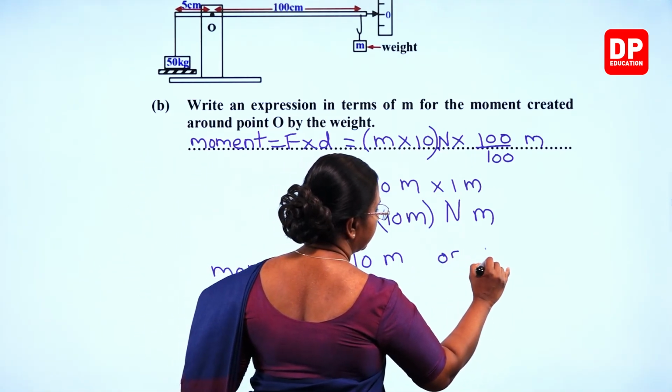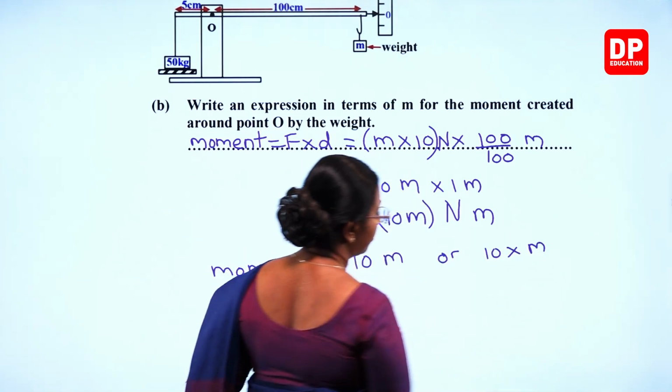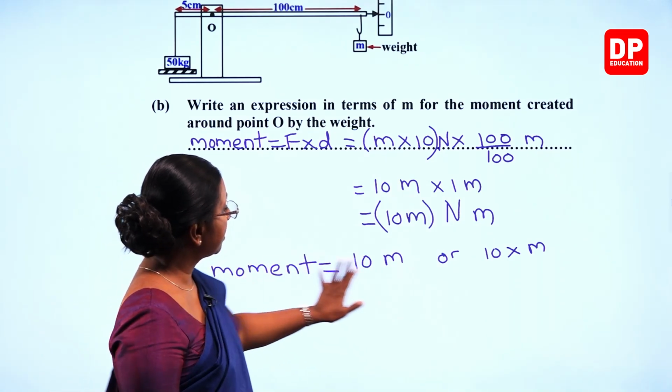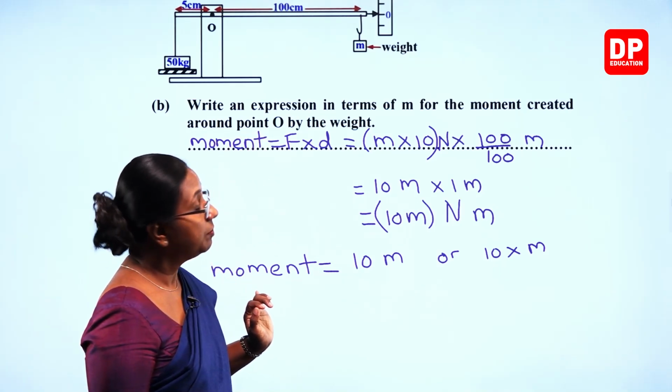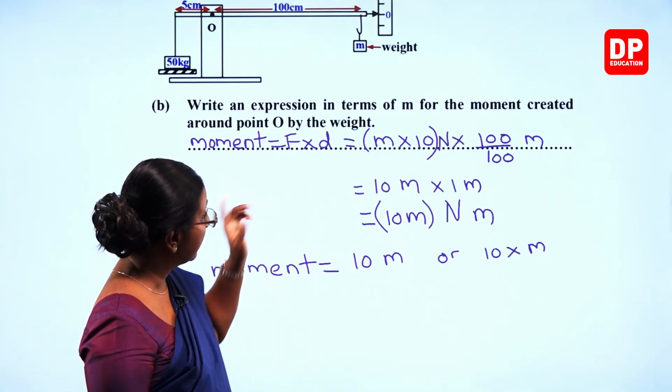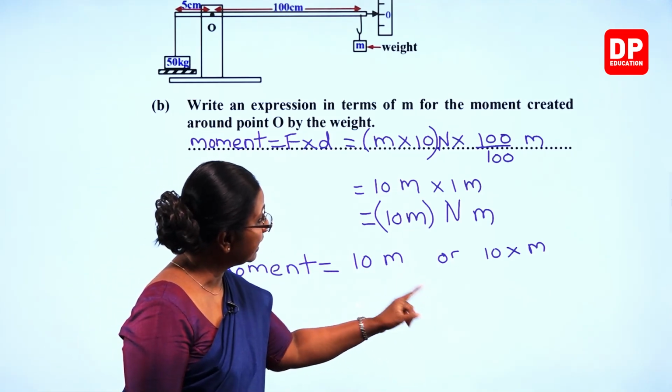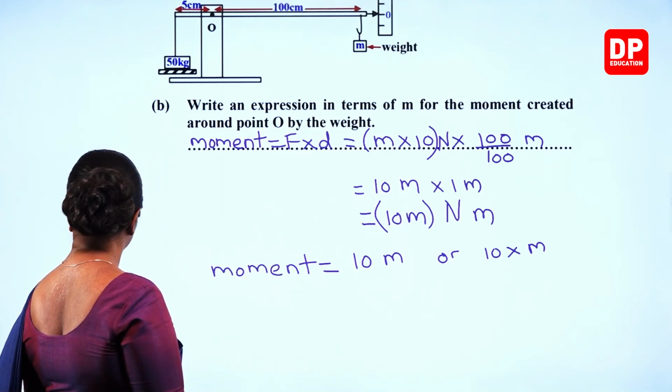Or you can even write it as 10 into m. That is also fine. Is that clear, student? So that is how you can calculate the moment exerted by the mass m. Is it clear? So with that, I'll move on to the next one.